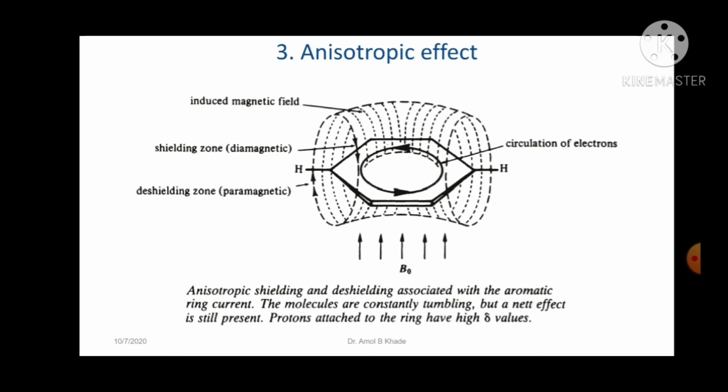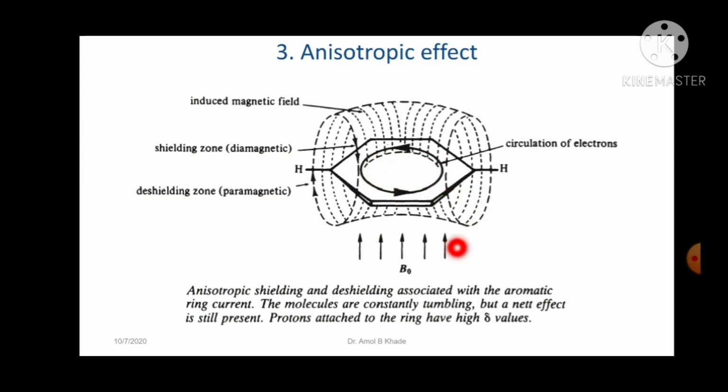Now we know that in an aromatic ring system, which follows the rule of aromaticity, the Huckel rule, there is delocalization of pi electrons. So in a ring structure, let's say a benzene ring, there is a continuous delocalization or circulation of pi electrons, making it stable. This particular delocalization of pi electrons gives rise to something called a ring current.